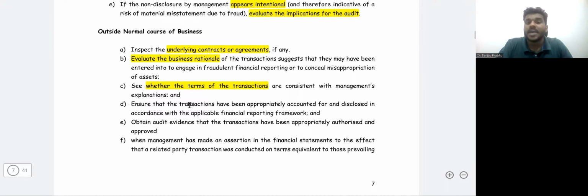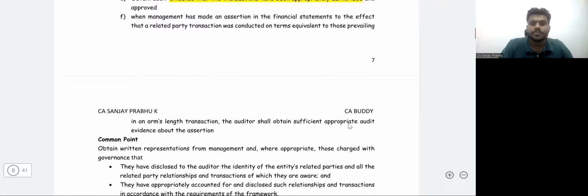Next, as an auditor, I should see whether the transactions are properly accounted and disclosed or not. Fine? Yes. And now the auditor has to obtain evidence that the transactions are properly authorized and approved. We know any transaction with a related party should be properly approved and authorized, right? We should obtain the authorization from the audit committee, board of directors, all these things. So as an auditor, I should see whether these transactions are properly accounted, authorized and approved. Agreed to this? Yes, sir. Got it, sir.